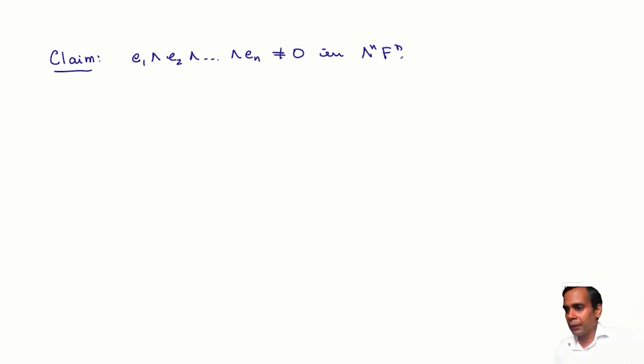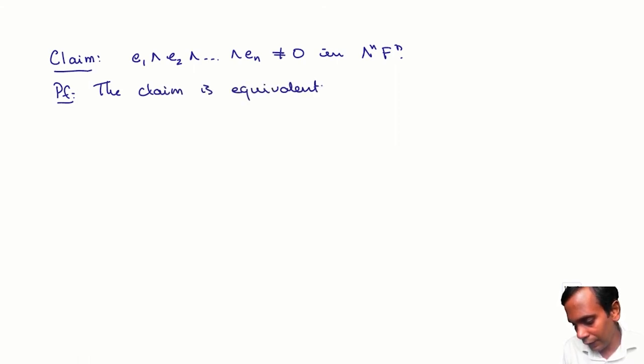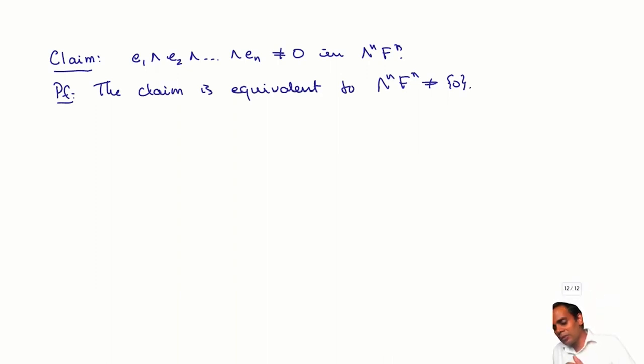So how do you prove this? This is a very interesting proof. It actually uses the notion of determinant. This claim is equivalent to saying that wedge N Fn is not a zero dimensional vector space. Why is that? Because we know that wedge N Fn is spanned by this vector E1 wedge ... wedge EN. We saw that in the previous lemma. So if this vector is zero, then wedge N Fn will be zero. So this claim is equivalent to showing that wedge N Fn is not zero.